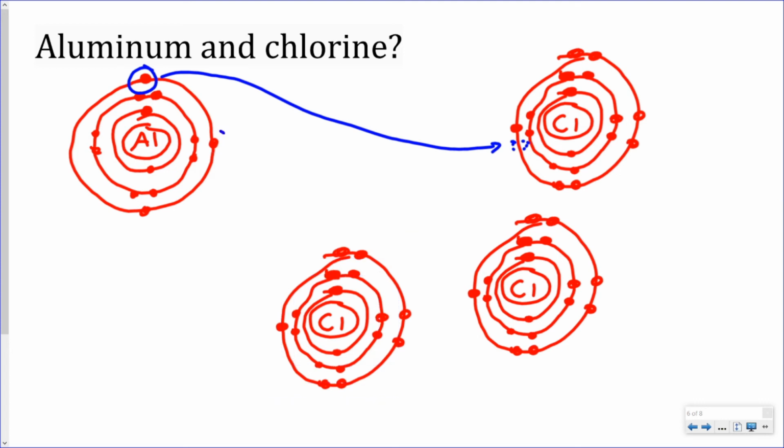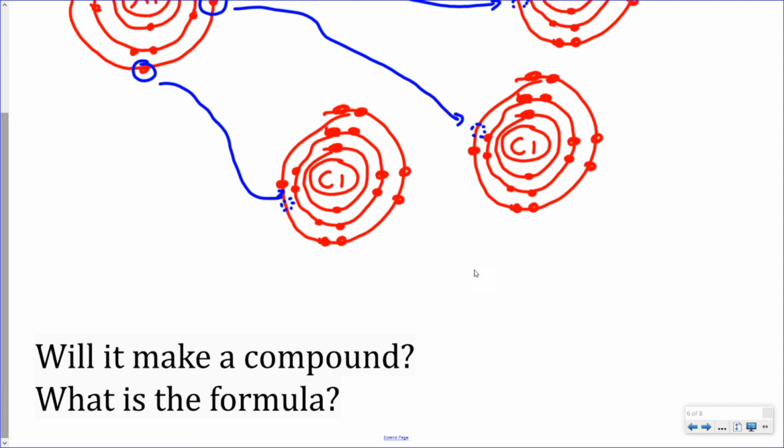So now we've got aluminum giving this chlorine one and aluminum giving this chlorine one. Now aluminum is stable. This chlorine and this chlorine are all stable. So again, we've managed to do this. We've had to draw more than we have before, but that's okay. So will this make a compound? Yes.